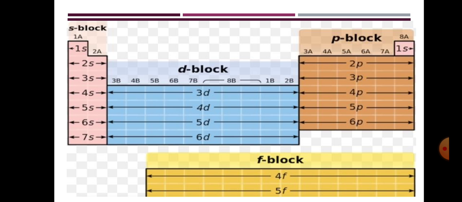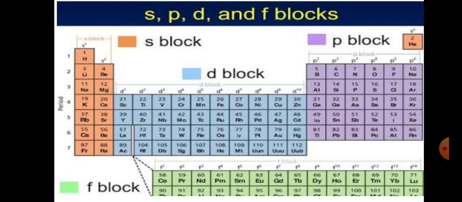So we discussed that the S and the P block elements are known as the representative elements, and the D block elements are known as the transition elements, and the F block elements are known as the lanthanides or the actinide series elements. Now we can see these terminologies in the periodic table.